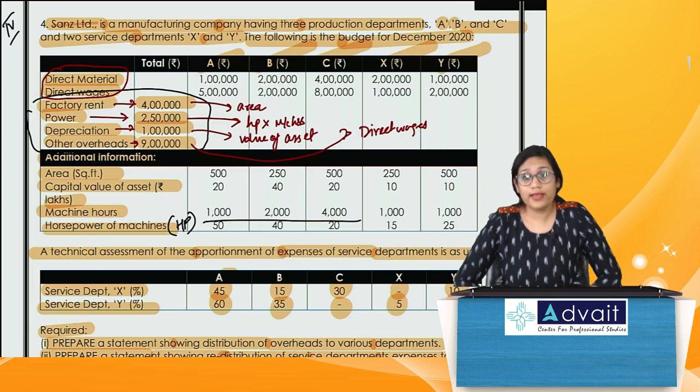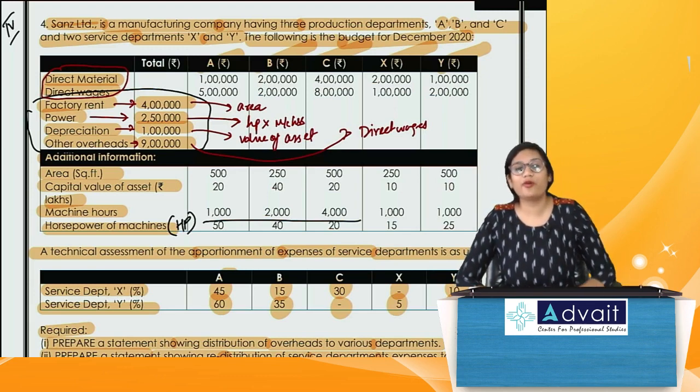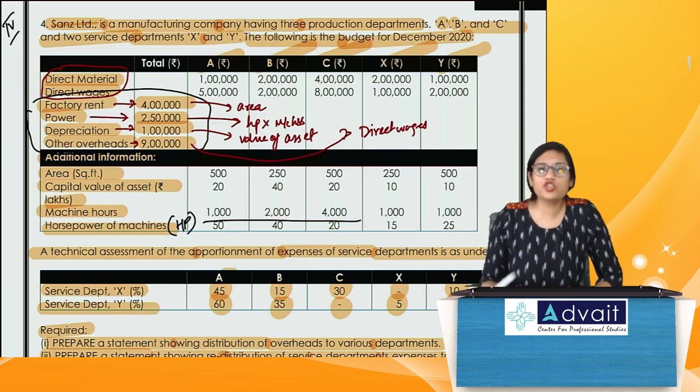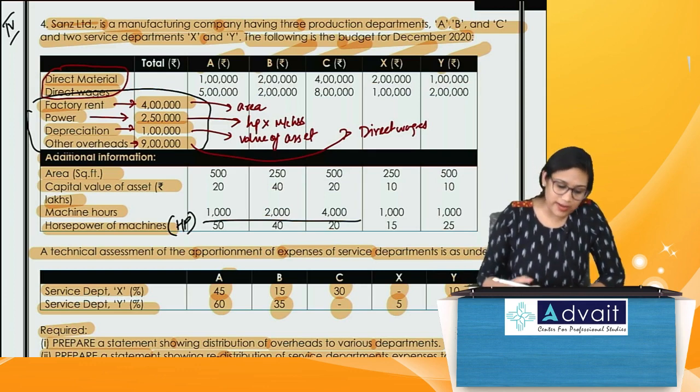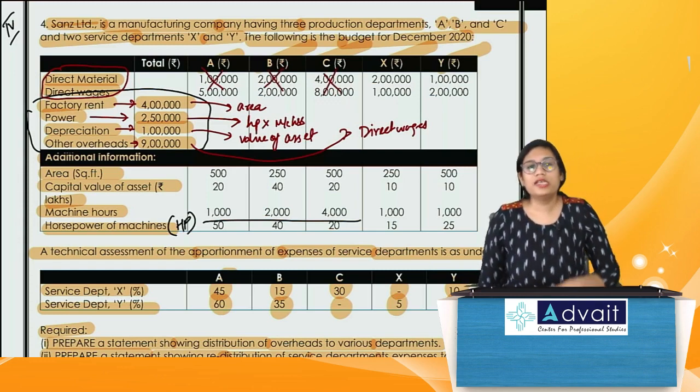No. Guys, we do not take direct material and direct wages. Why? Because they're direct expenses. Which chapter are we at? We are at overheads. So overheads are only indirect expenses. So we will not take direct material, direct wages for these departments.